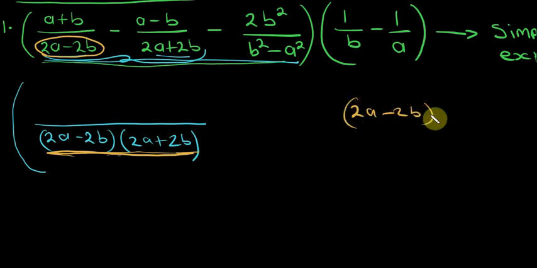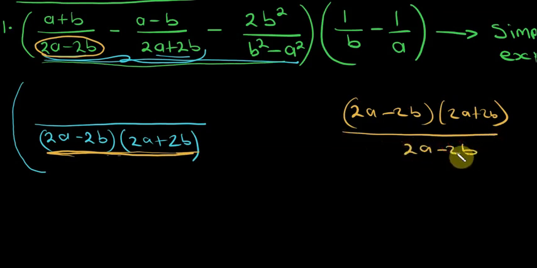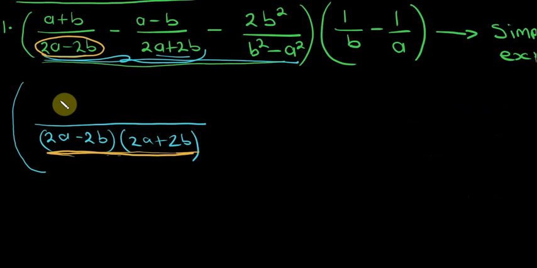2a minus 2b multiplied by 2a plus 2b divided by 2a minus 2b. So this tells us that 2a minus 2b goes into the lowest common multiple 2a plus 2b times. So I'll write the numerator first as it is, a plus b, and I'll multiply by the answer I got. The answer we got was just 2a plus 2b, which is just this one here.